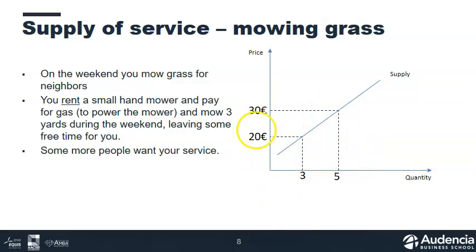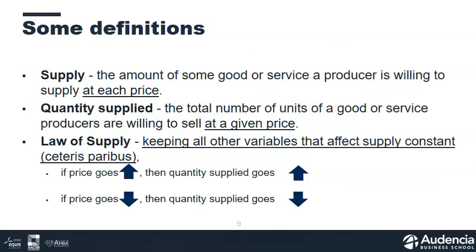Well, what's going to happen is that people will slowly say, well, we'll pay you more money. We'll pay you more to mow our lawn. And at some point, probably you'll say, yeah, okay, great, I'll mow grass. And so overall, you'll say, okay, at 30 euros per yard, maybe I'm willing to mow 5 yards. And so the number of yards you mow increases. Here we see the quantity supplied increases as the price of the good or service goes up. So if you have a higher price, you're willing to supply a higher amount.